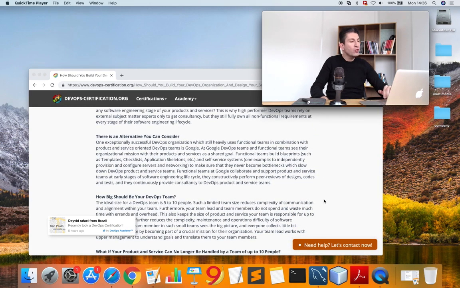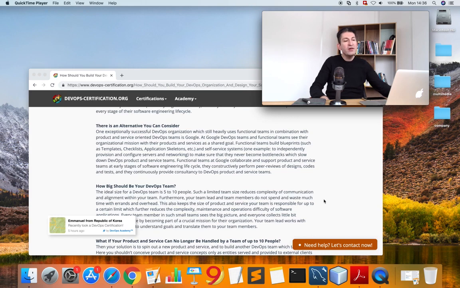And there is an alternative you can consider. One exceptionally successful DevOps organization, which still heavily uses functional teams in combination with product and service-oriented teams, is Google. At Google, DevOps teams and functional teams see their organizational mission with their products and services as a shared goal. Functional teams build blueprints such as templates, checklists, application skeletons, etc., and self-service systems such as provisioning and configuring servers and networks to make sure that they never become a bottleneck which slows down DevOps product and service teams.